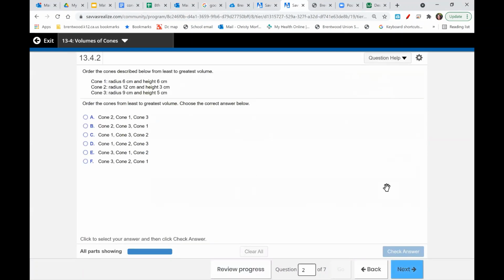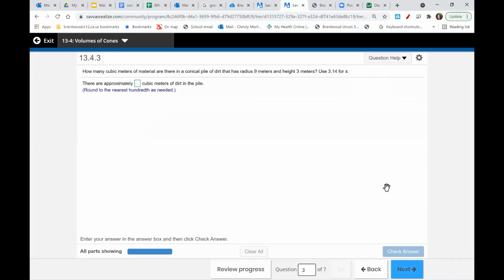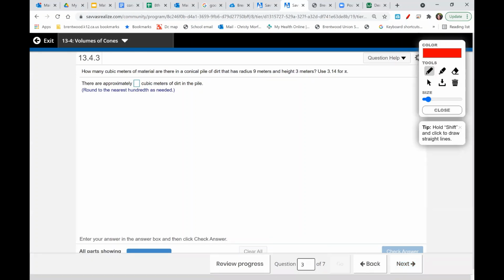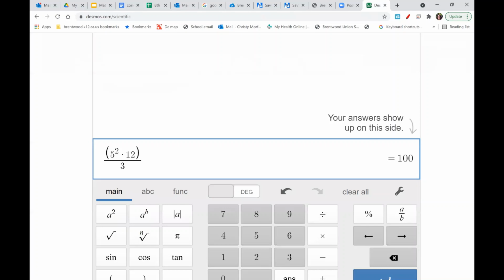And then I'm just going to finish with one more. Then there are some that ask you, instead of using the pi symbol, to use 3.14. But luckily for me, I've already got most of it on my calculator, and I'm just going to adjust. So my radius is 9. My height is 3. I'm going to go back to my calculator and just change the numbers to 9 and 3. So I hit the backspace and change that to 9. Hit the backspace and change that to 3.